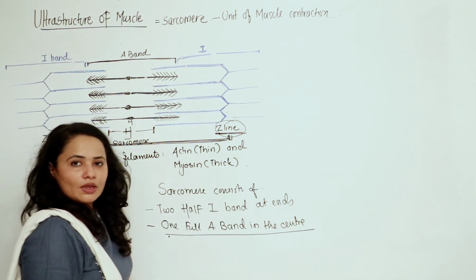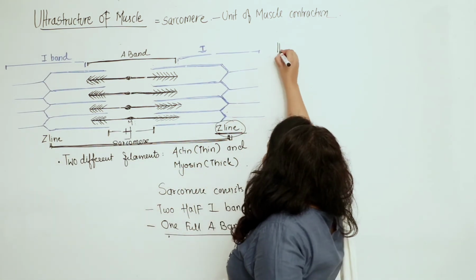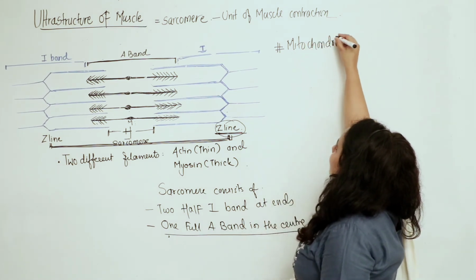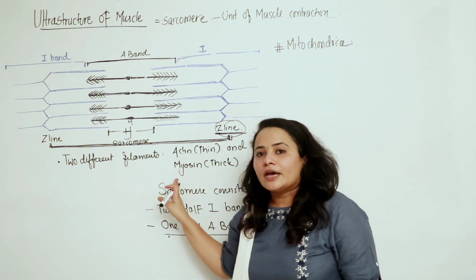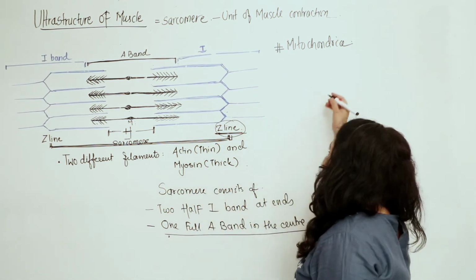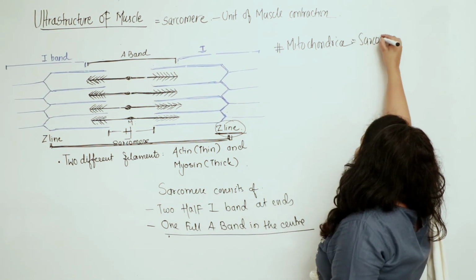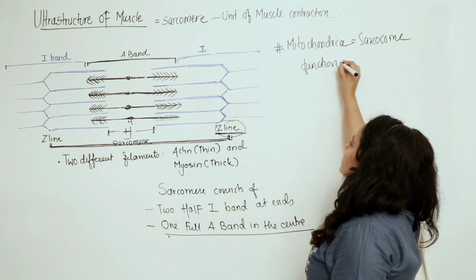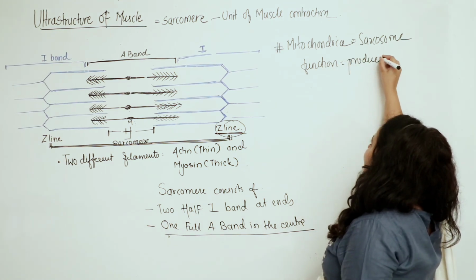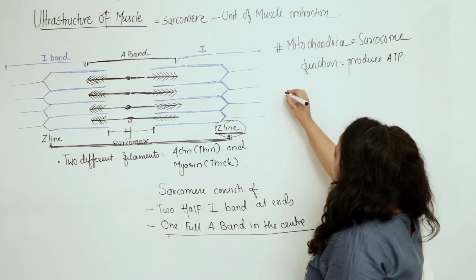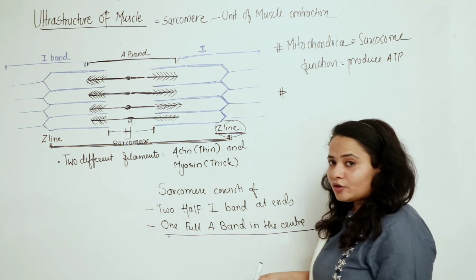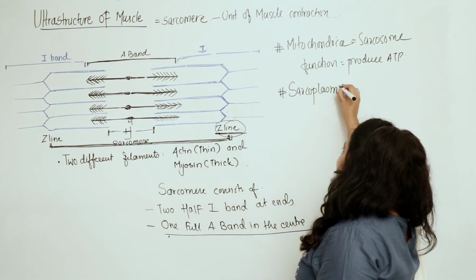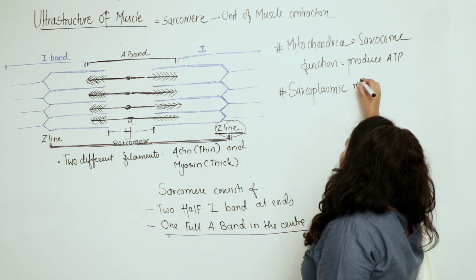Remember this, important. Now, इसके साथ associated माइटोकॉन्ड्रिया होता है. Mitochondria associated with sarcomere. What is it called? Sarcosome. It is known as sarcosome. And its function is to produce ATP. Next होता है, I told you previously, it is sarcoplasmic reticulum.